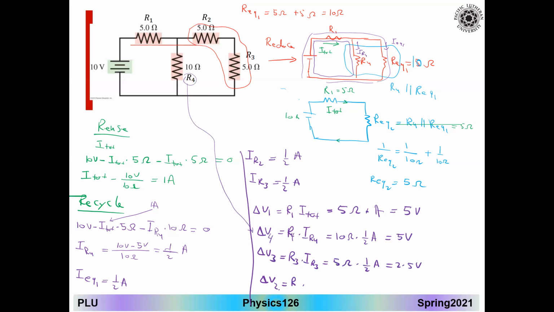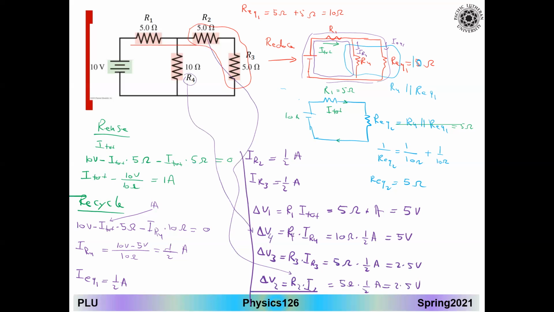Now delta V2, it's the R2 times I2. Where is this one, talking about this particular case? Okay, so that's what I meant by that. So it will be 5 ohm times a half amps, will be 2.5 volt.